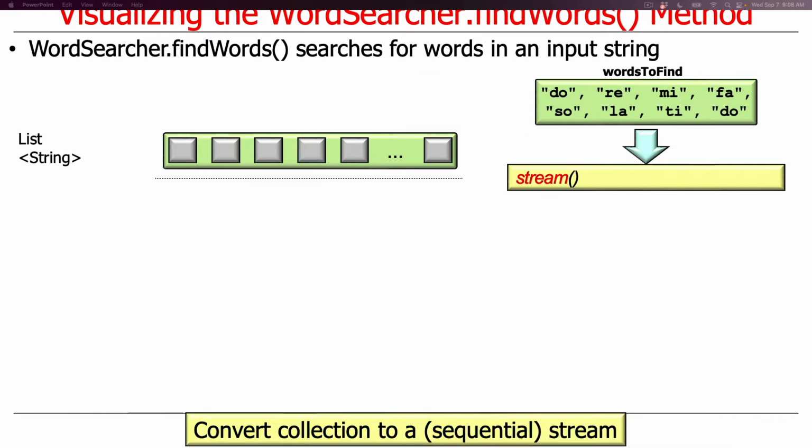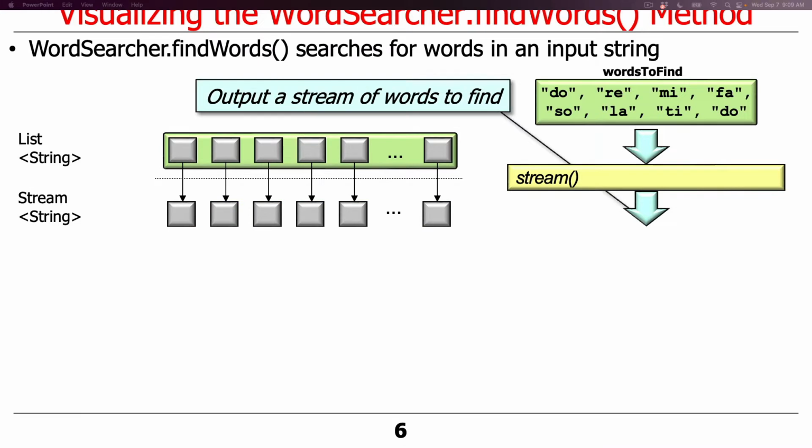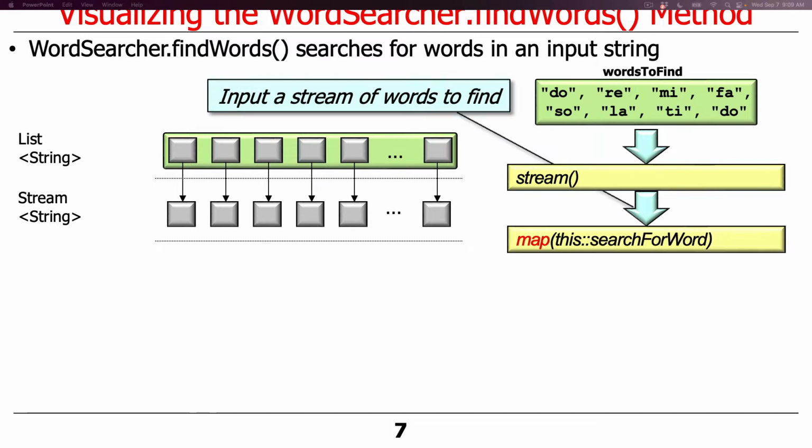So the first thing that happens is we take a list of strings, which is the words to find, and we go ahead and convert those into a stream. And as you can see here, we visualize that by showing we have a stream of strings which look different from the list of strings. It's just the elements in a stream. Those are then fed as input using the Fluent interface style programming model into the map intermediate operation.